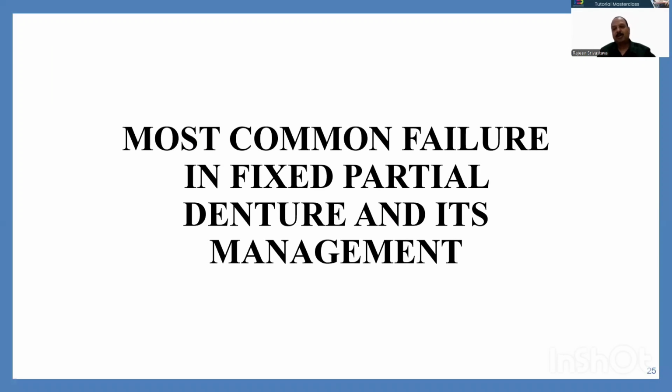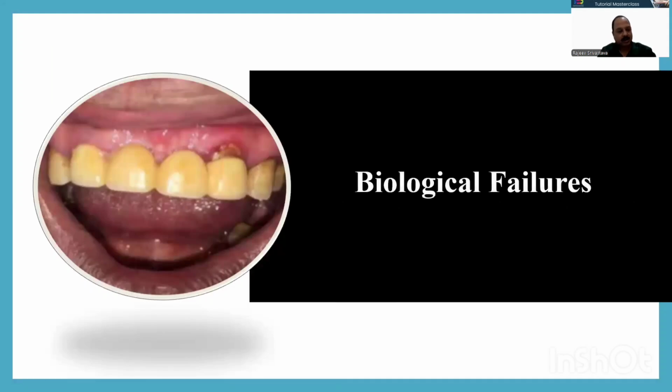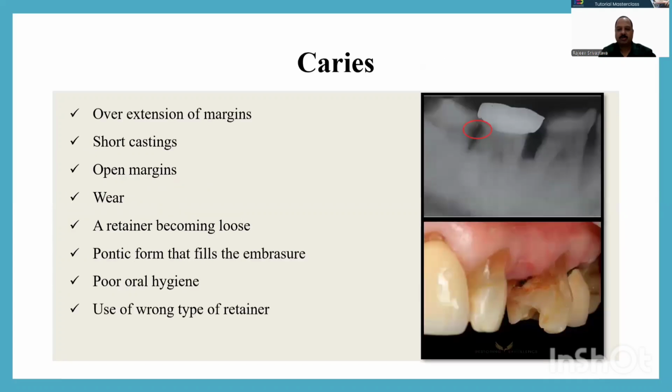So this was the classification of the failures. Now coming to the most common failures in fixed partial denture and how we can manage them once they have failed. First we will be discussing the biological failures. What are biological failures? We have discussed till now: caries, pulp degeneration, periodontal breakdown, occlusal problems, and any perforations.